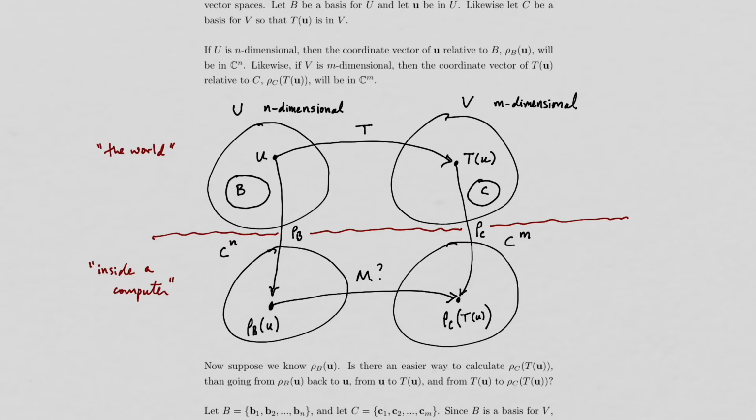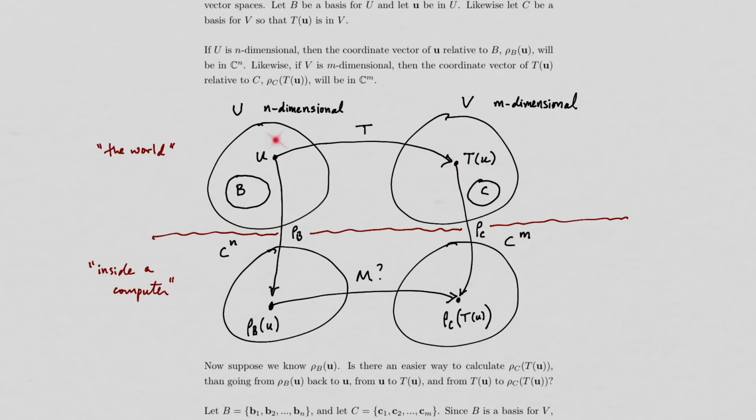Before we do that though, let's think about why we would want to do that. So I've labeled U and V above this red line as the world, and I've labeled Cn and Cm below the red line as, quote, inside a computer. In practice, we often have an arbitrary vector space U and some linear transformation to another vector space V. V could be the same as U, but it doesn't have to be. And we want to implement this transformation, quote unquote, in the world, meaning this transformation would be implemented by some physical system. It could be an electrical circuit, a mechanical system, a biological system, etc. And in particular, we want to be able to compute the images of u under T.